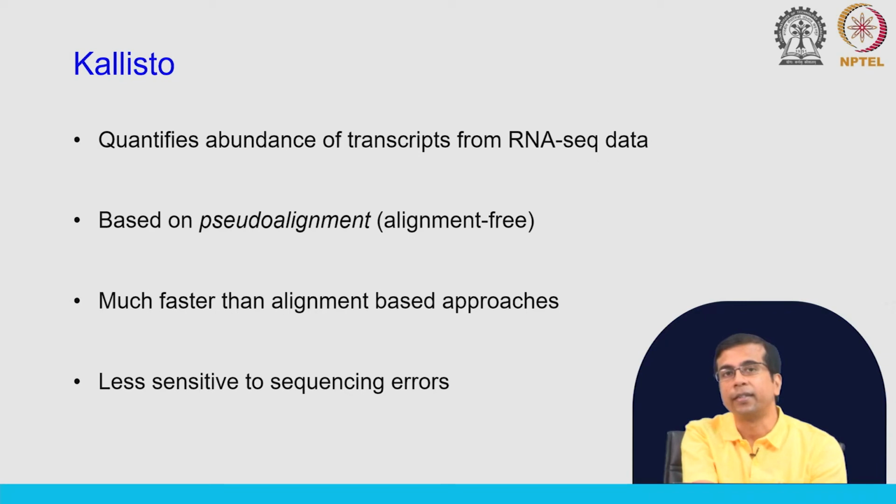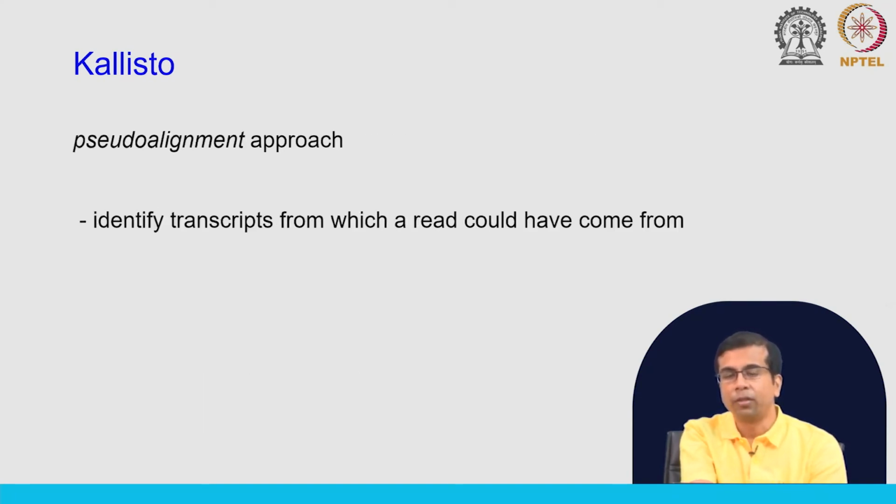In addition, it is less sensitive to sequencing errors. Because you are not aligning exactly, you do not have to worry about mismatches in the read data. So this is less sensitive to the sequencing errors that you can get. Okay. So what is the pseudo alignment approach? It tries to identify the transcripts from which a read could have come. Given a read, we want to identify which transcripts this read could come from. That will serve the purpose for quantification of abundance.